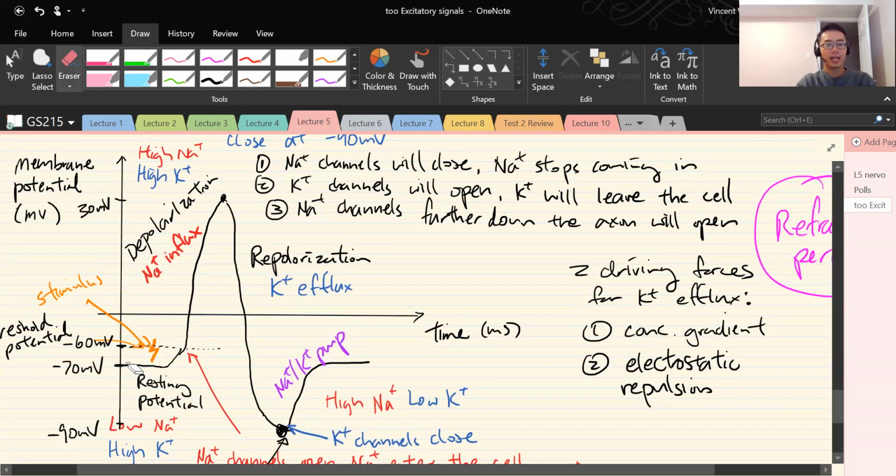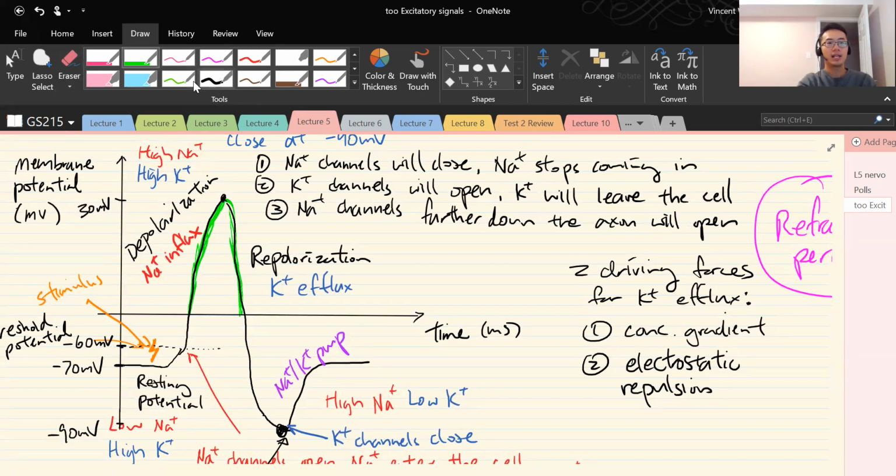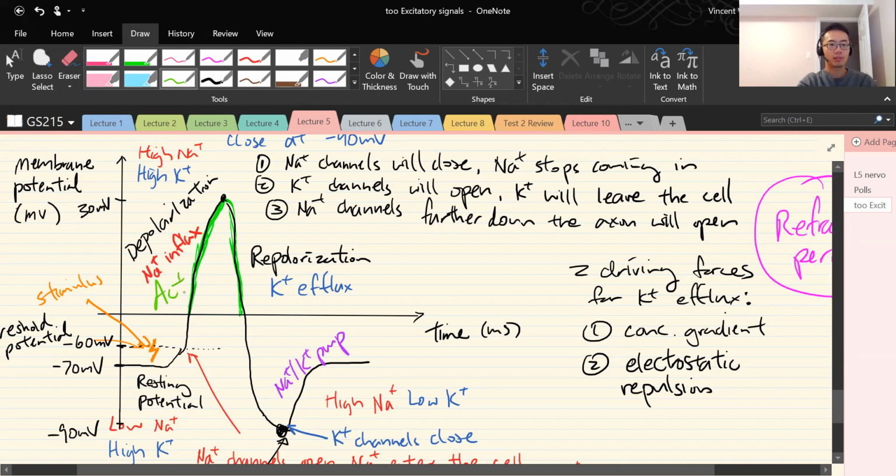So we started negative on the inside. We temporarily flip to positive, and then we come back to negative again. So this temporary flip, that is called the action potential.